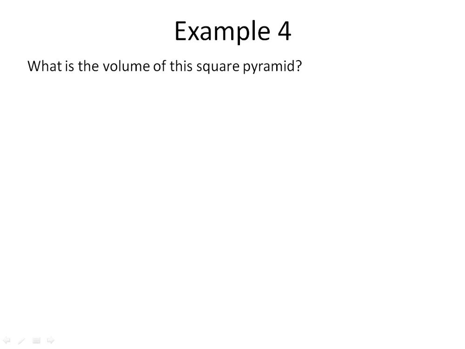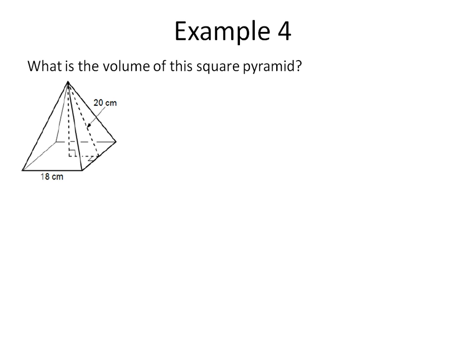Okay, the last example, which is 4, asks what is the volume of the square pyramid that they're giving us in this case. It's a square pyramid again, so they told us the side length of the square is 18 centimeters. Notice they gave us the slant height, so this means we're going to have to use the Pythagorean theorem to find the altitude or the height of this so that we can actually figure out what our volume is. So once again, we're going to redraw the little right triangle out to the side here so that we can see it clearly.